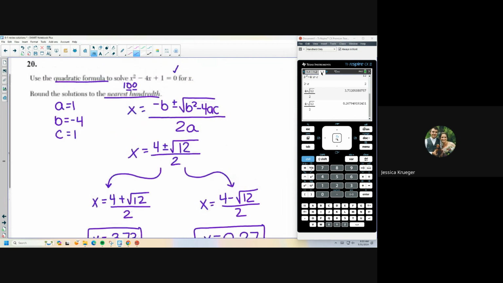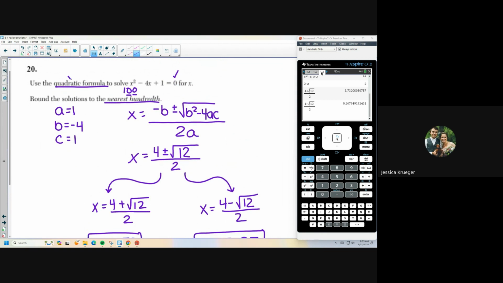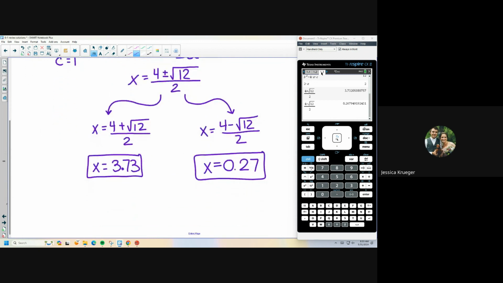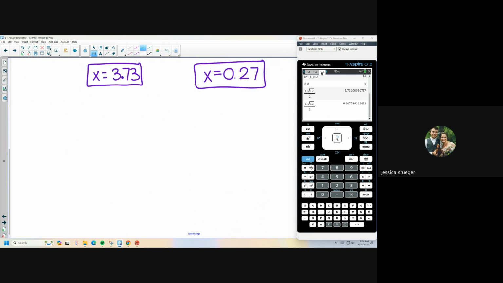Now, always go back and reread it. Use the quadratic formula we did to solve, rounding solutions to the nearest hundredth, which we did. Just as a quick review, let's say they said write your answer in simplest radical form. Let's take a minute to quickly review how we can reduce a radical. 12 is 2 times 6. 6 is 2 times 3.